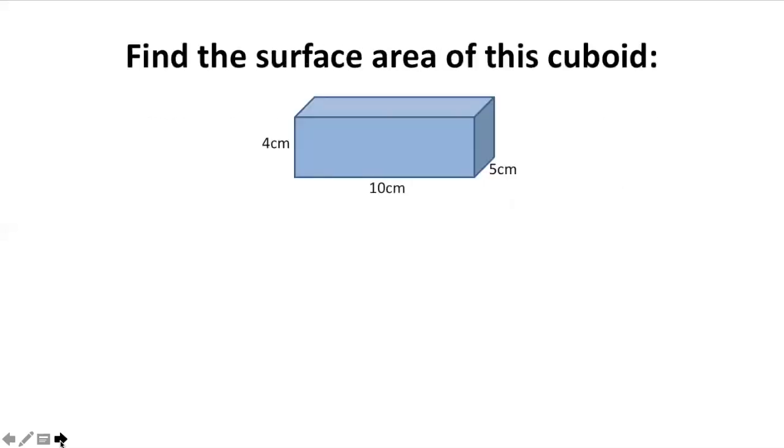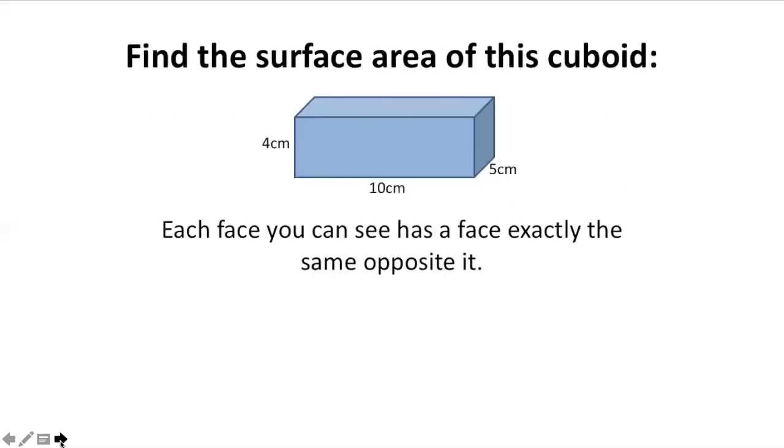So for example, this cuboid. Okay, each face you can see has a face exactly the same opposite it. So if the face on the right hand side is this exact same face on the left hand side. Top equals to bottom, front and back are together. Okay, so we calculate them separately.